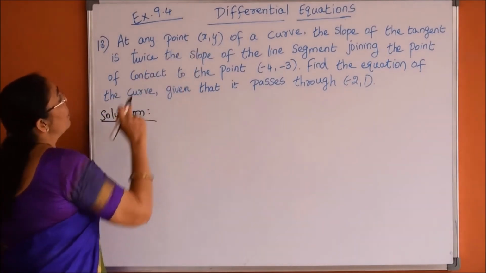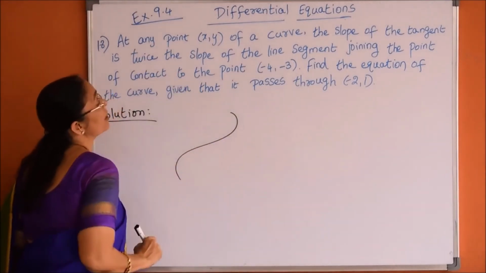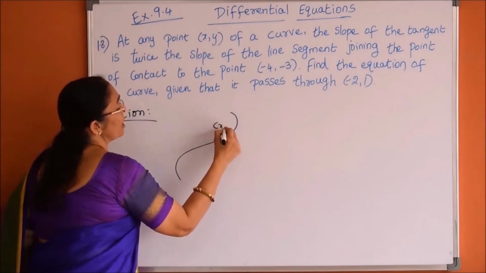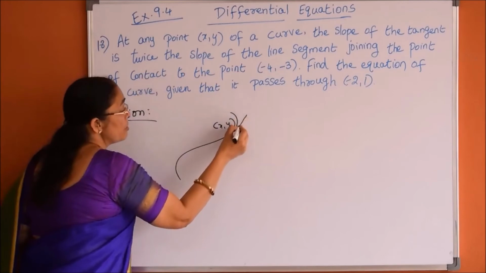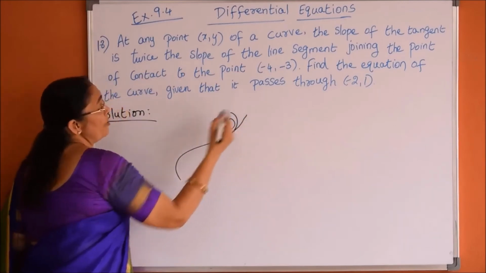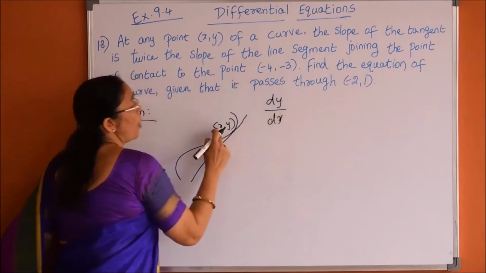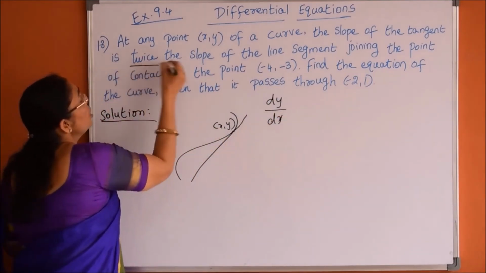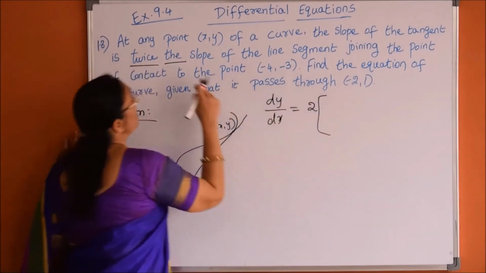Let me consider this is my curve. At any point x, y of a curve, this is x, y, the slope of the tangent. So, this is my tangent. Slope of the tangent is nothing but dy by dx at this point x, y. The slope of the tangent is twice, is 2 times of which one?